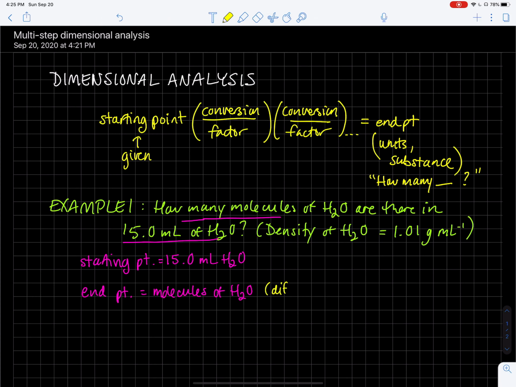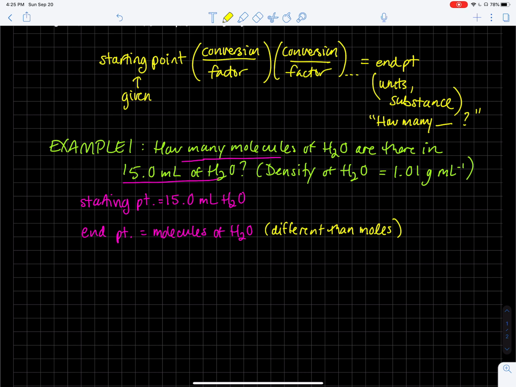And I would just note here that this is different than moles. If I wanted moles, I would say how many moles. But here I'm asking you how many individual molecules. So you should already expect if I'm handing you an amount, then probably you're going to have a lot of molecules.